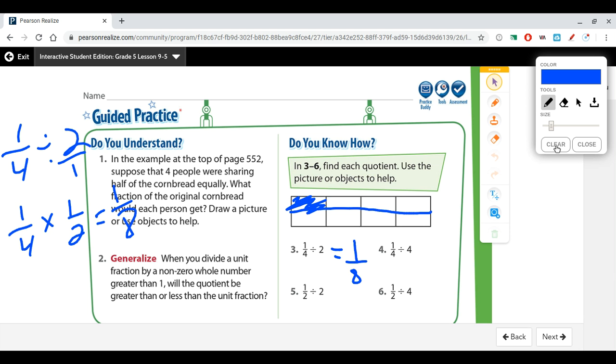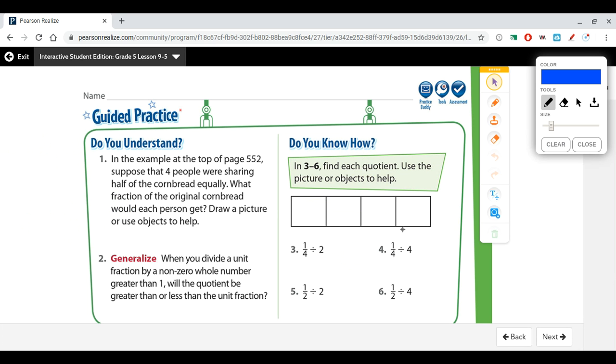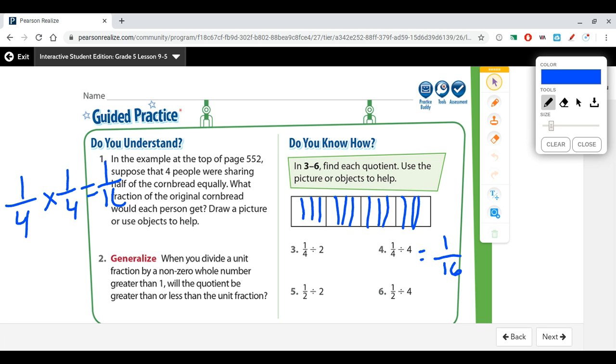Alrighty, let's look at your next one. So I have 1/4 divided by 4. What I could do here is divide these into fourths. So I'm going to do 1, 2, 3, 1, 2, 3, 1, 2, 3, 1, 2, 3. And when I look at how many pieces I have, I have 16 pieces. And because it's 1/4, it's now 1/16. So again, showing you the keep, change, flip, it becomes 1/4 times 1/4, which would be 1/16.